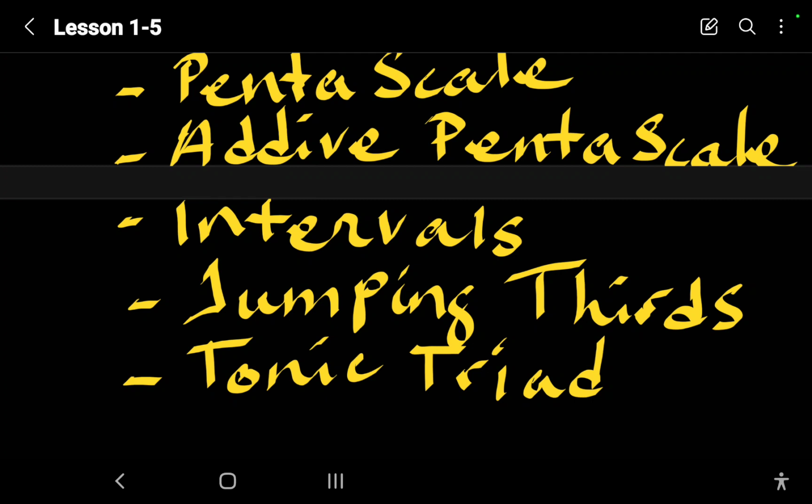And then the jumping thirds, this one also can be quite fun. It sounds like this. Let me do that again. That's the ascending. The descending sounds like this. Yeah. No. Descending. That's what that one sounds like.